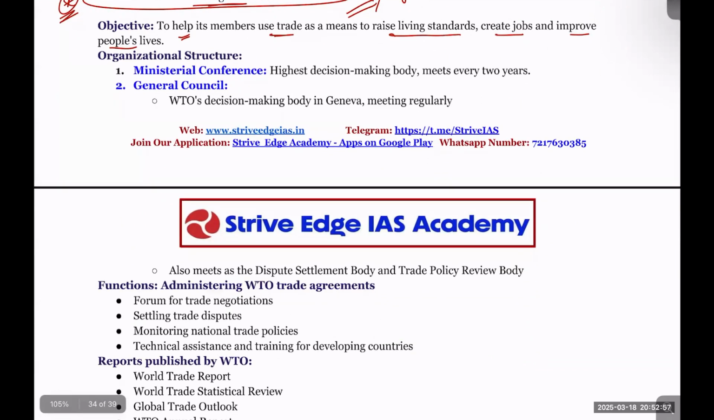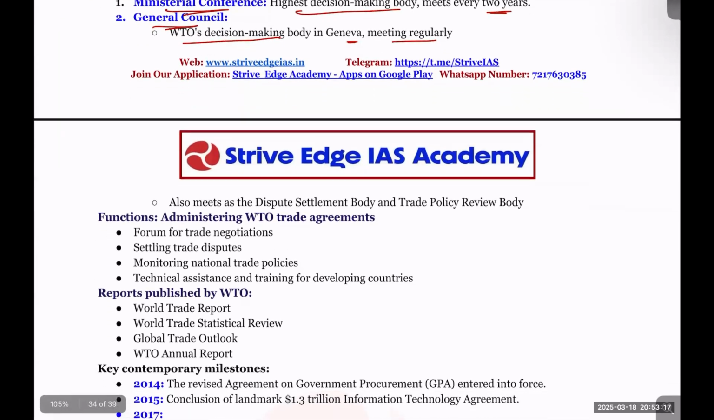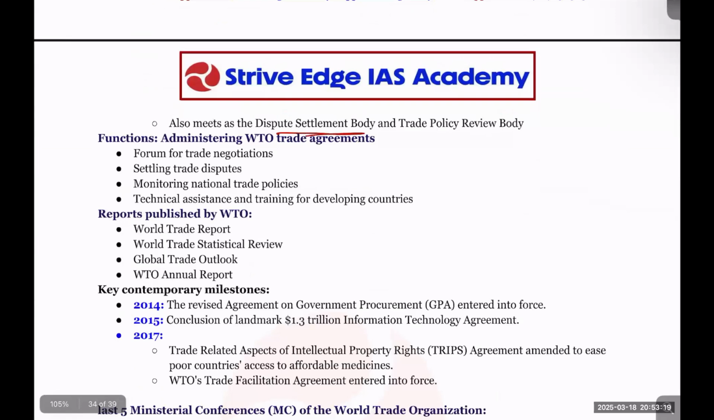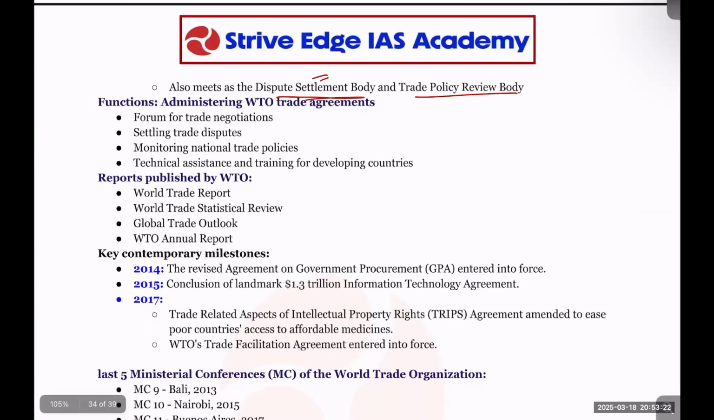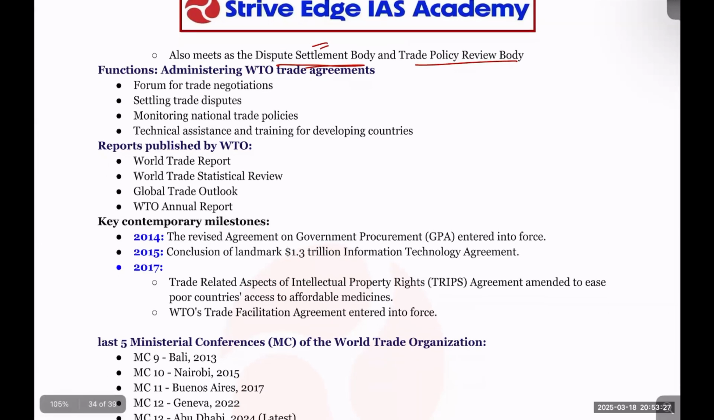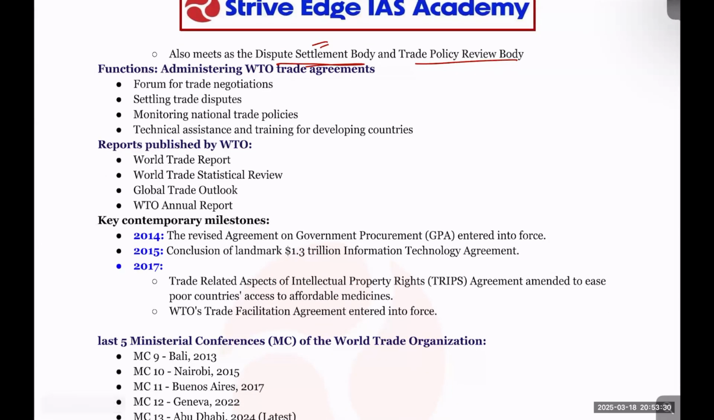Okay, the organizational structure of the WTO: the Ministerial Conference is the highest decision making body, and it meets every 2 years. The General Council is the WTO's decision making body in Geneva, which keeps on meeting regularly, and it also meets as the dispute settlement body and the trade policy review body. The dispute settlement body is also there in the WTO. If two members come into a dispute, then settlements can be done by this body. What are the functions? A forum for trade negotiation, settling trade disputes, monitoring international trade, etc.